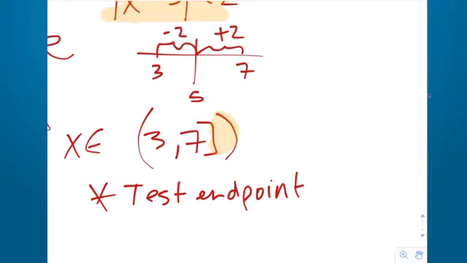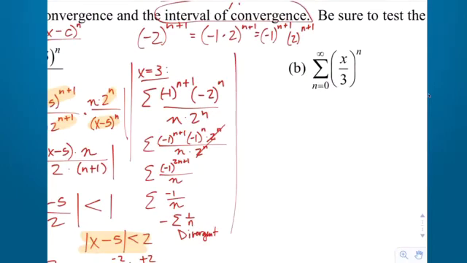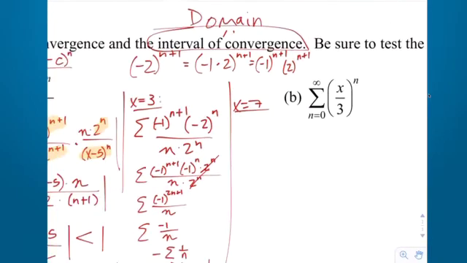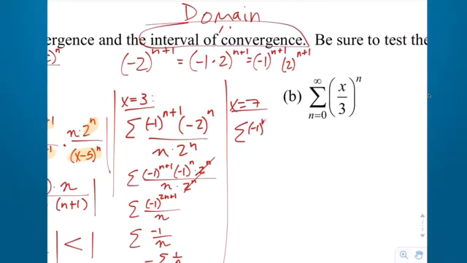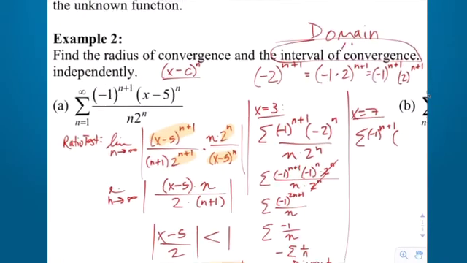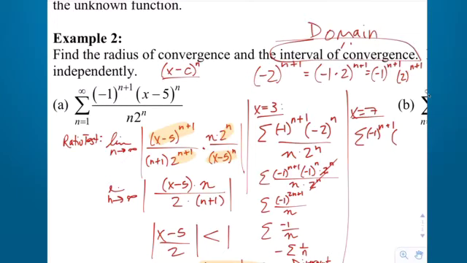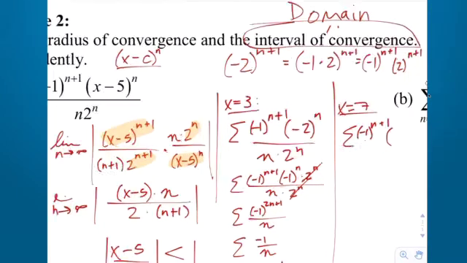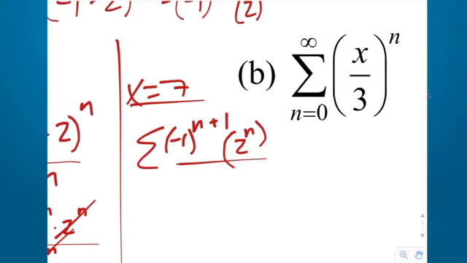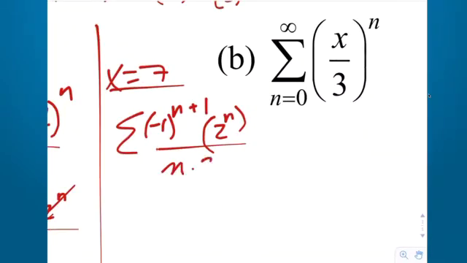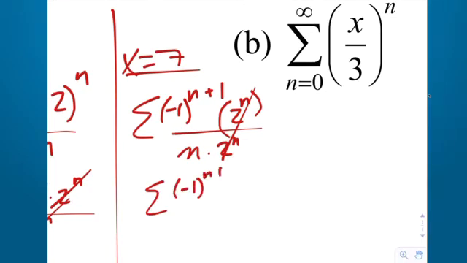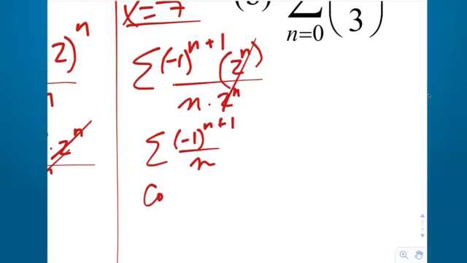Now, how do we know if 7 is going to work? Same thing. So here we go. Second verse is the same song. You're going to get sigma, negative 1 to the n plus 1. And now, when you plug in a 7 for x, you get 7 minus 5 is 2. So you get 2 to the n, and it's all over n times 2 to the n. Now what happens with your 2 to the n's without any adjustment? They divide out. And we are left with now negative 1 to the n plus 1 over n, which is in fact now an alternating series. And so this one actually converges by the alternating series test.